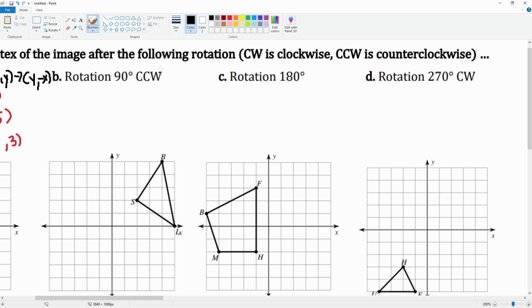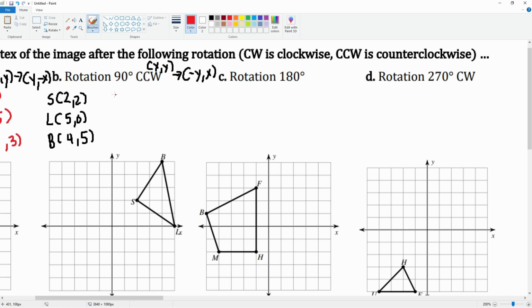B, the rule here is (x, y) arrow. For the counterclockwise, this is when the y will change values, then it will flip. So it is (-y, x). All right, so let's grab the original points first. S, it is (2, 2). L, which is (5, 0), and B, which is (4, 5).